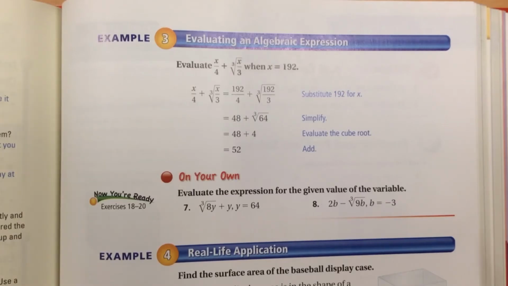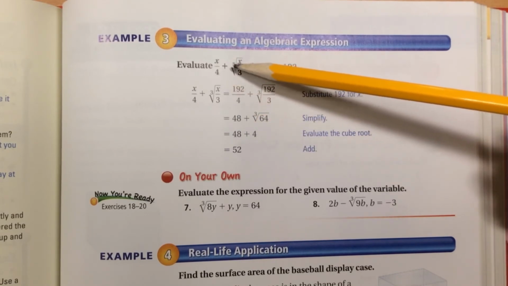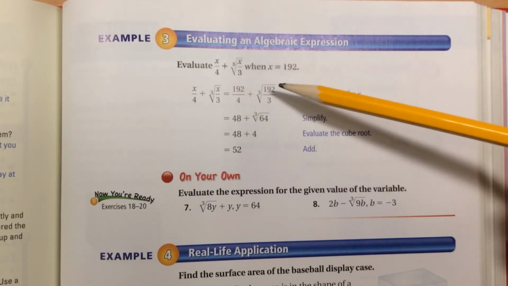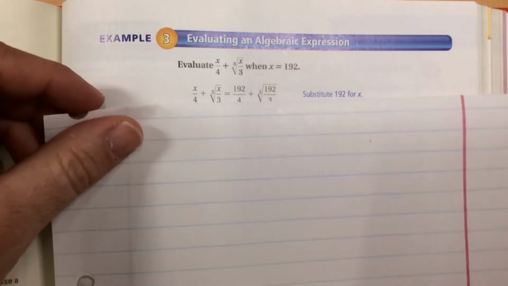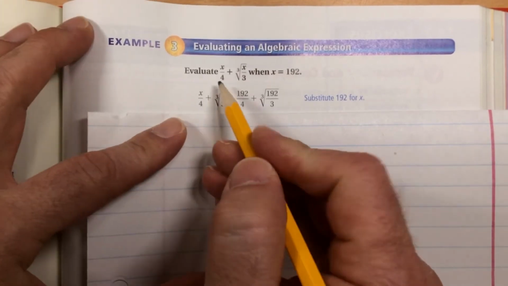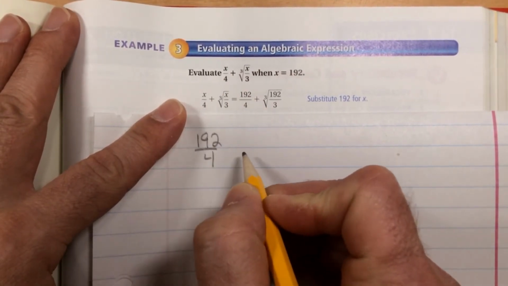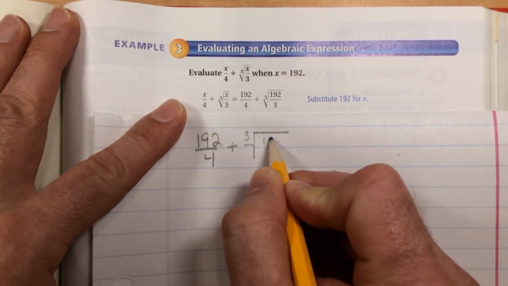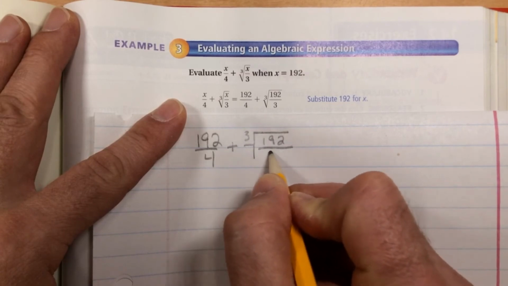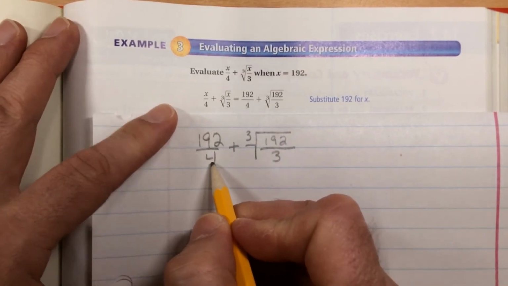And lastly, they want us to evaluate an algebraic expression. So evaluate x over 4 plus the cubed root of x over 3, and then they tell us x is 192. So first thing we do is we substitute in. And now we get, instead of x over 4, we get 192 over 4 plus the cubed root of 192 over 3. Well, let's simplify this.